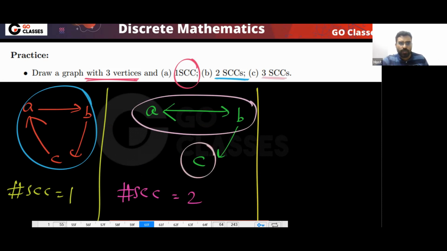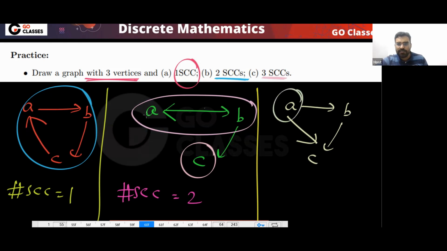3 strongly connected components. What should be the graph? A, B, C. This graph will work. Yes or no? You can check it out. This graph will work because you can notice there is a path from A to C. There is no path from C to A. There is a path from A to B. There is no path from B to A.